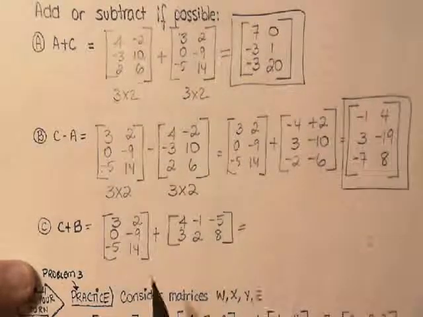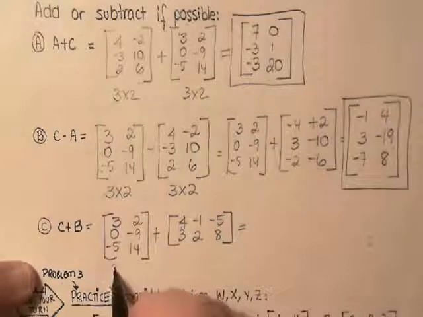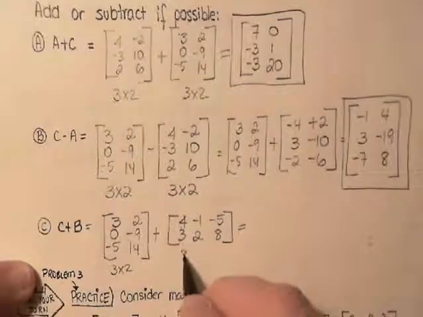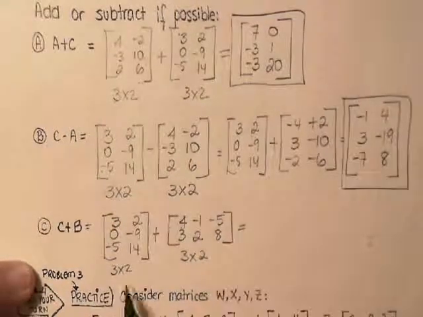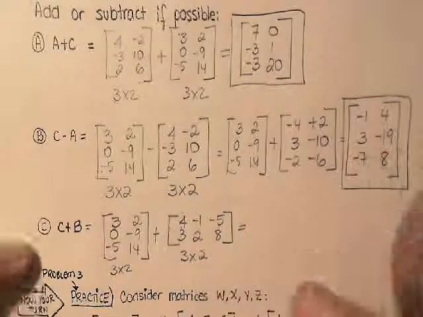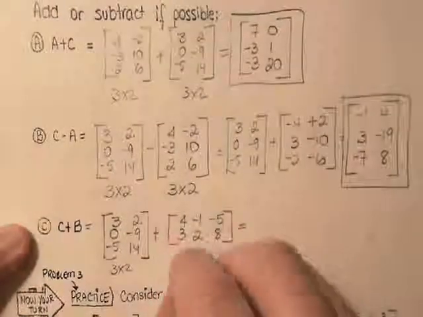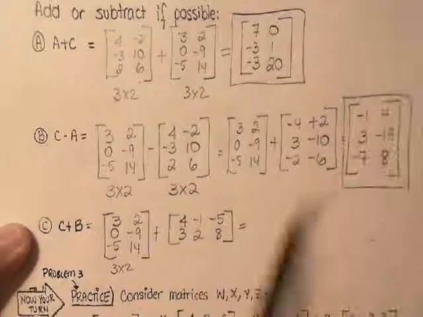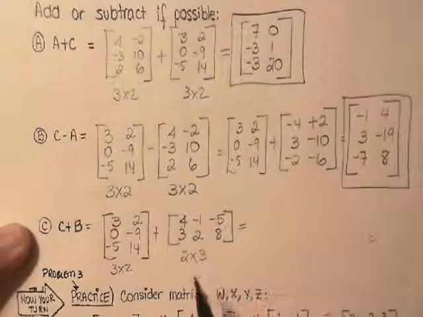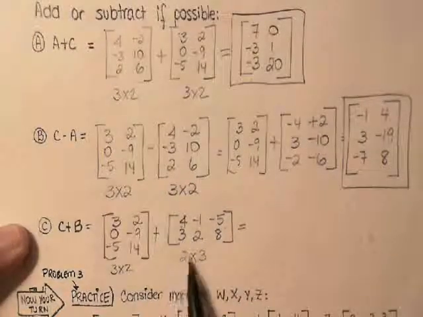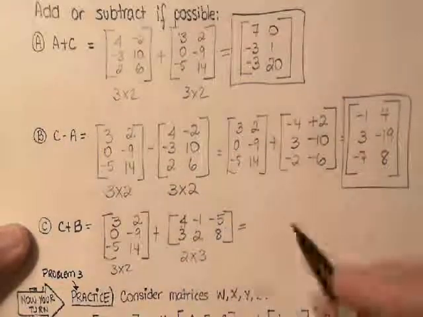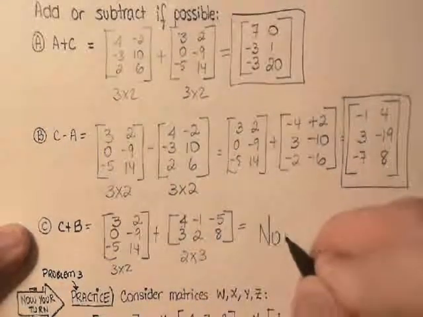Okay. First thing, write down the dimensions. So this is a 3 by 2, and this is a 3 by 2. And what we notice is, whoops, this is not a 3 by 2. I'm sorry. This is a 2 by 3. Okay, first thing we notice is that the dimensions are not the same. So guess what? This is not possible.